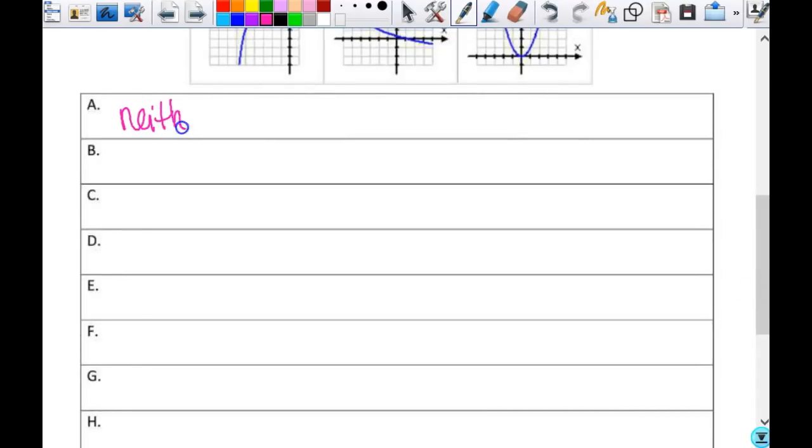Now then, when you explain it, listen to what you have to do for your explanations. You're not going to say it's neither because it doesn't have y-axis or origin symmetry. That's not your explanation. If it does have symmetry and the answer is neither, then you say what it is symmetric to, because it does have symmetry. So it's neither, and it is symmetric with respect to what?